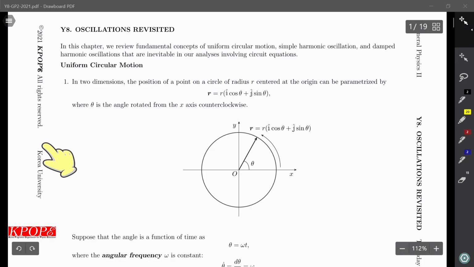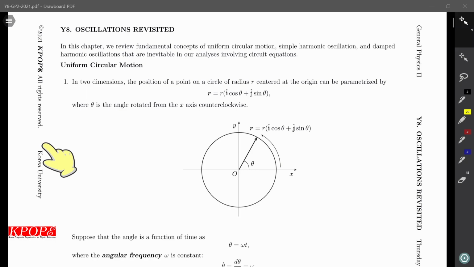Today we study oscillations. In the first semester, you have studied the oscillations in detail already, but in the circuit analysis, especially for RLC circuit, its classical mechanics analog is the damped harmonic oscillator that we have already studied.